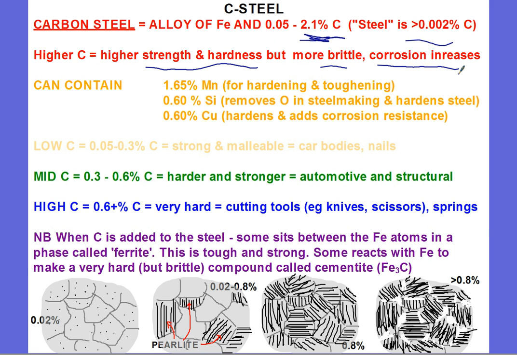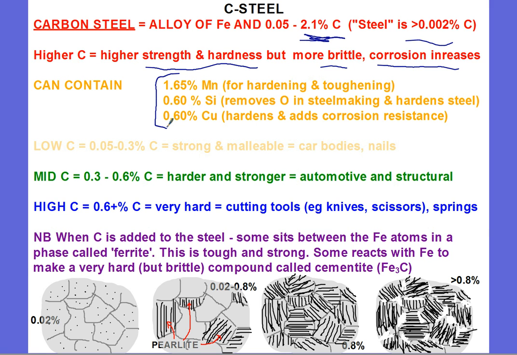What else can carbon steel contain? Carbon steel can still contain these alloying elements and still be called carbon steel. It contains 1.65% manganese for hardening and toughening, 0.6% silicon, which is used to remove oxygen in the steel making process, but it also hardens the steel, and 0.6% copper, which adds hardness and also adds corrosion resistance.